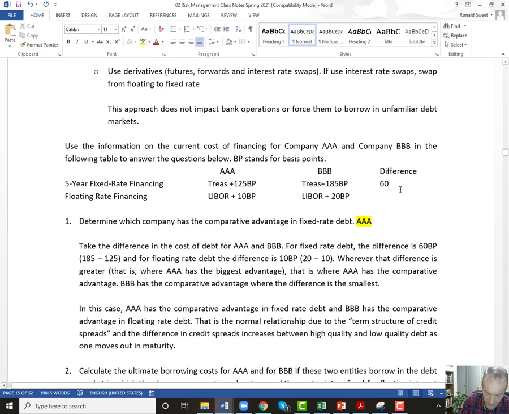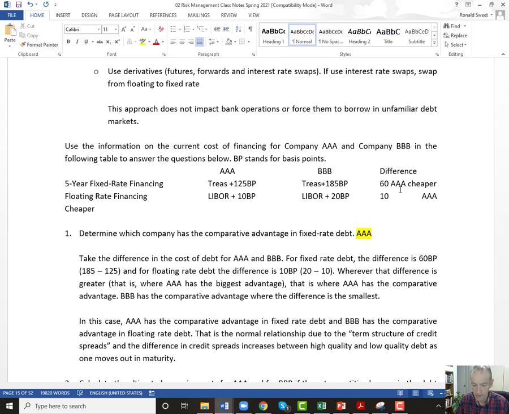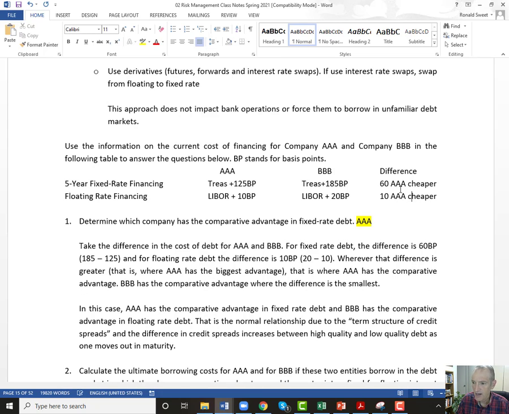So AAA is 60 basis points cheaper than BBB. Here, it's only 10. Now you notice AAA is cheaper on both, obviously because they're the higher rated firm. So obviously their debt is going to be cheaper in both cases. But the first thing you got to figure out is who has the comparative advantage in fixed rate debt. AAA, wherever AAA is cheaper, that is where AAA has the comparative advantage. Wherever AAA is not cheaper, it's more cheap. I got to say this exactly right.